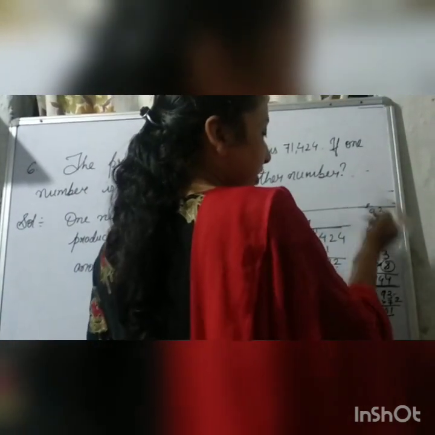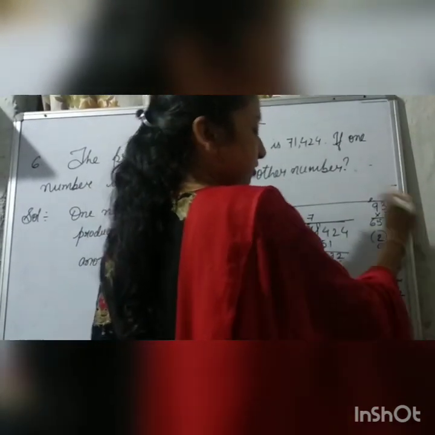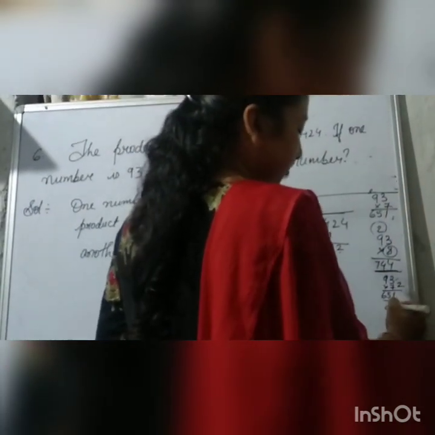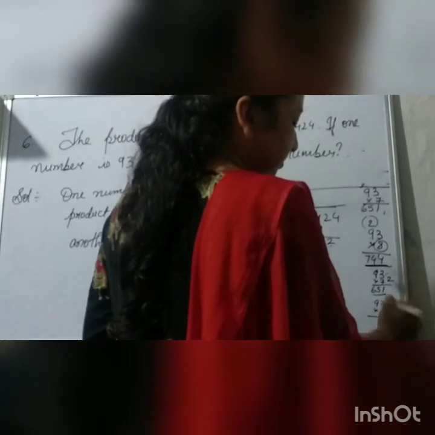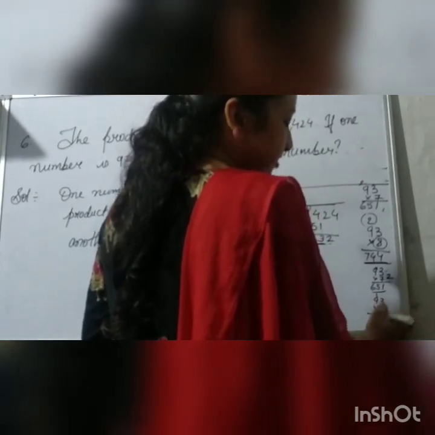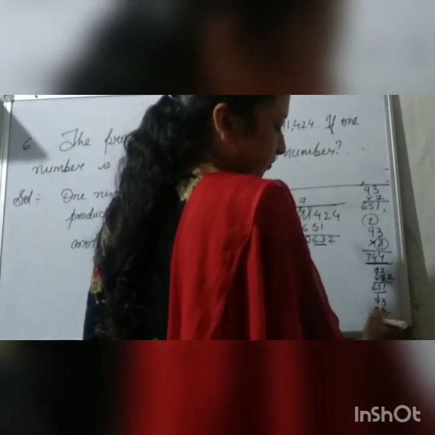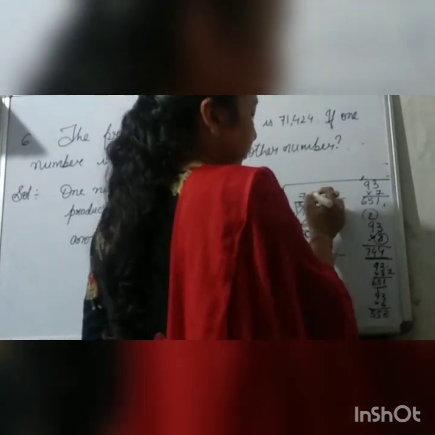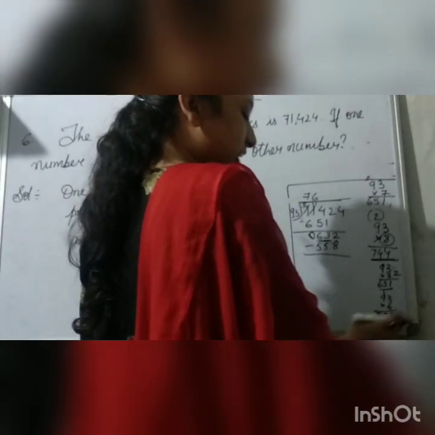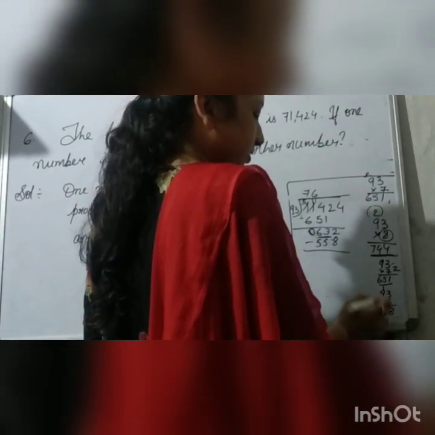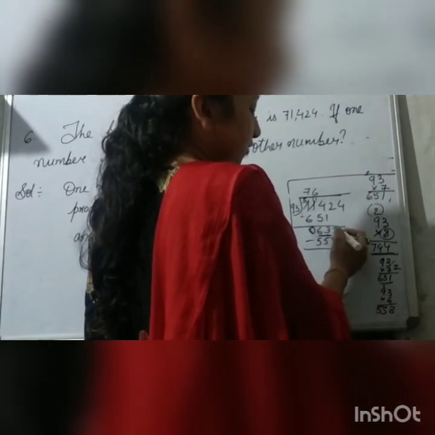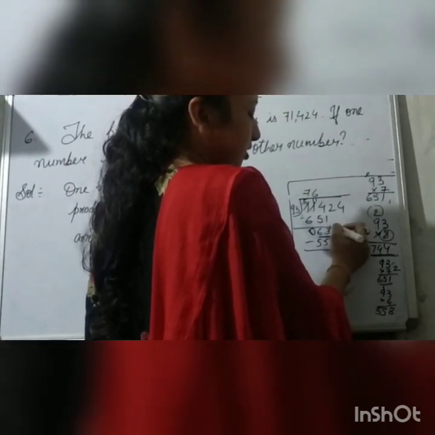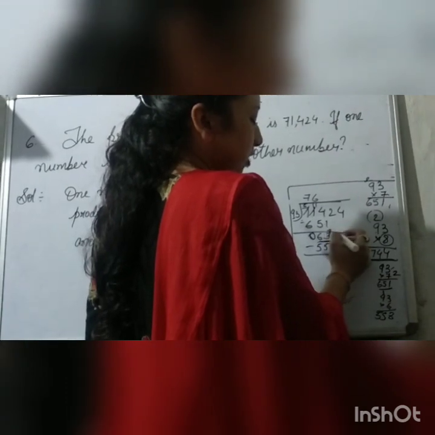Because it is not coming with 7 times, we'll check with a number less than 7, that means 6 times. 6 3s are 18. 6 9s are 54. 54 plus 1, 55. So 558, 6 times. This is less than 632, so we can take this number. Now 12 minus 8, 4. 2 borrowed 1 from here, so it becomes 12.